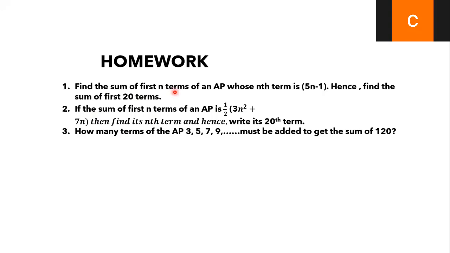The sum of first n terms of an AP is 4n square minus n. Anyone have doubt in the first question, children? No, ma'am. Second one: the sum of first n terms of an AP is 1 by 2 into 3n square plus 7n. Then find its nth term and hence write its 20th term. Here the Sn value I gave is 1 by 2 into 3n square plus 7n. Any doubt here, children?